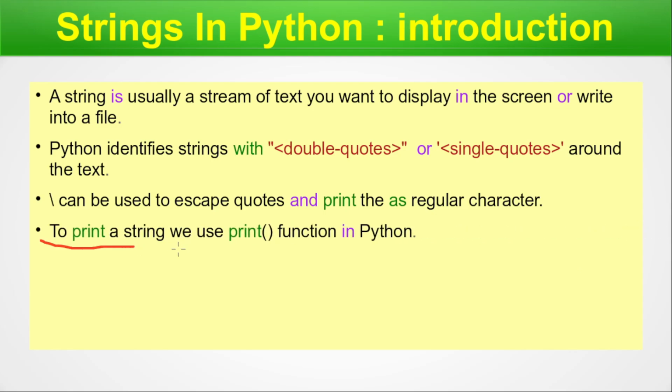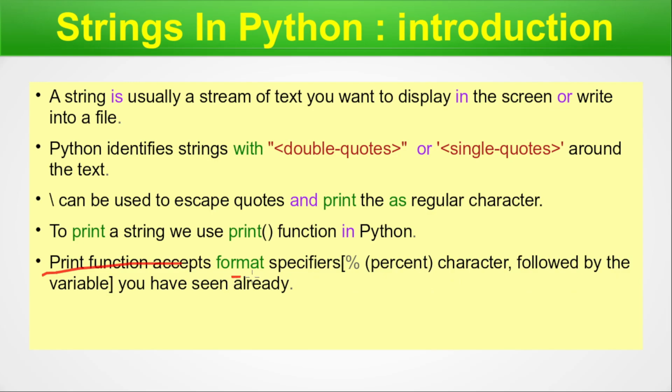To print a string, we use the print function in Python. Obviously, in Python 3.0 and above, you have to use a pair of brackets in the print function. Earlier Python code did not need it, but from Python 3.0, you need it.